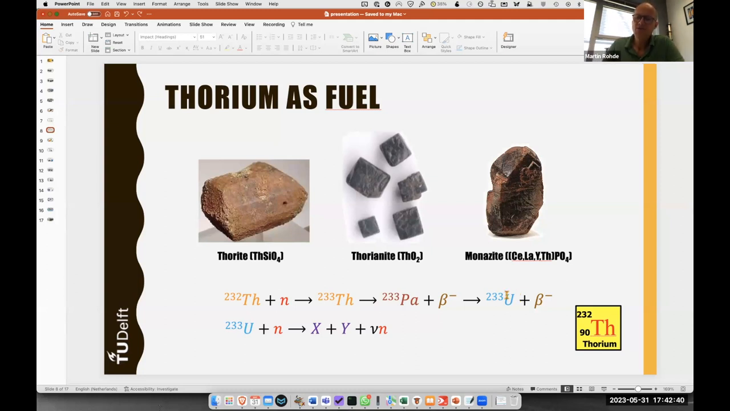And then the uranium-233, this is a dream fuel because it produces on average more neutrons than uranium-235, but it has a short half-life, so you cannot find it in nature. Then this uranium-233 can be fissioned, and then you produce the energy. So the disadvantage of the system is that you need two neutrons to keep the chain reaction going.